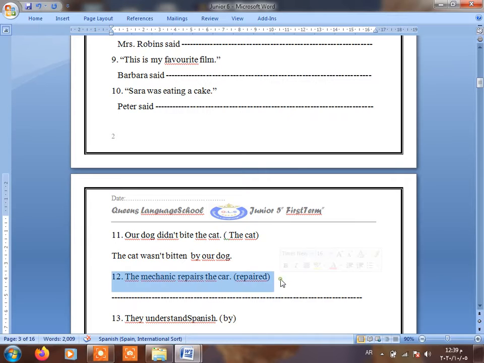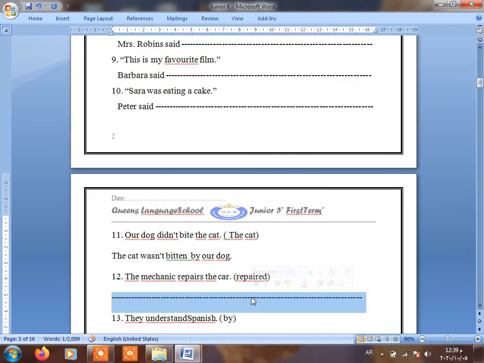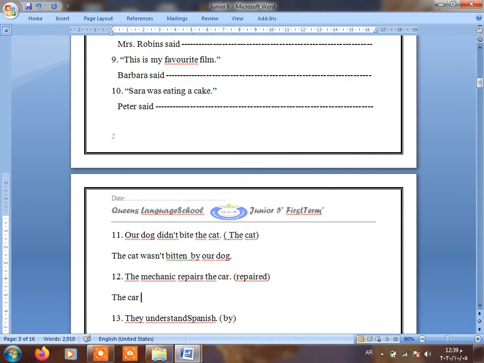Okay, number 12. The mechanic repairs the car. So the subject here is the mechanic, the verb is repairs, and the car is the object. This sentence is in the present simple. So I will start with the object, the car. If it's in the present simple, I have to put am or is or are after the object. So the car is repaired by... something happened. So the car is repaired, sorry for that, by the mechanic.